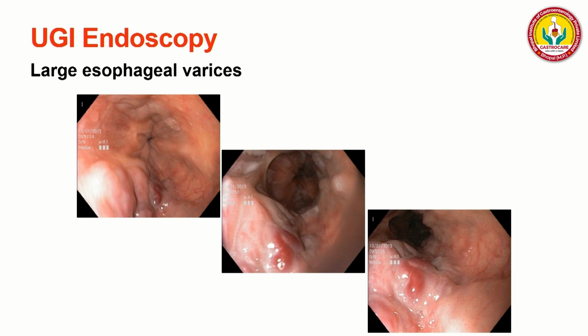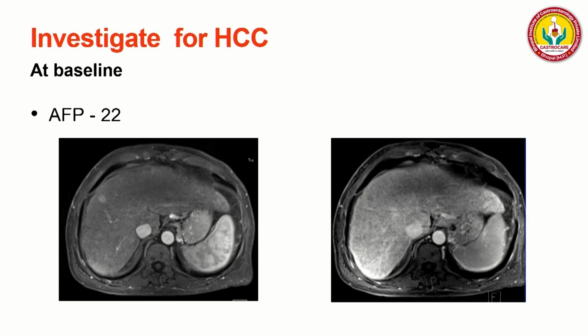Lower risk varices, you add a beta blocker. Higher risk varices, you do a banding and a beta blocker. So your management now depends on whether the patient has portal hypertension or not. Secondly, cirrhotics have a high risk of HCC, so you also screen for hepatocellular carcinoma.